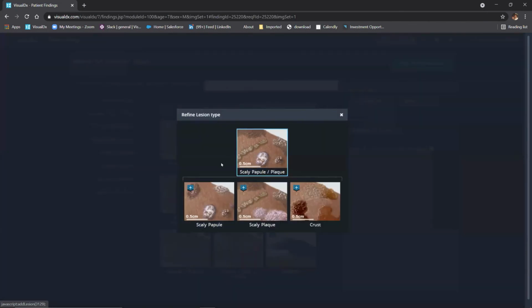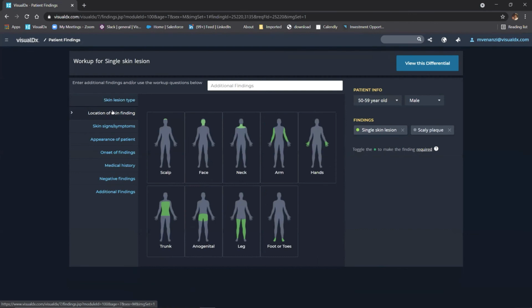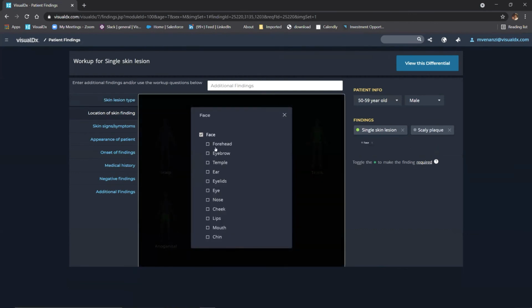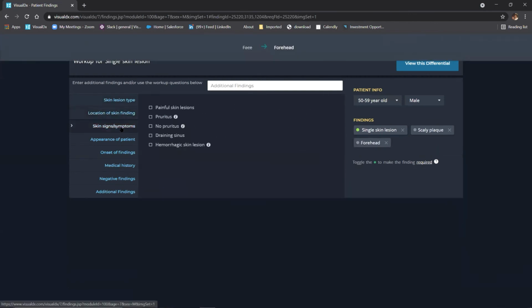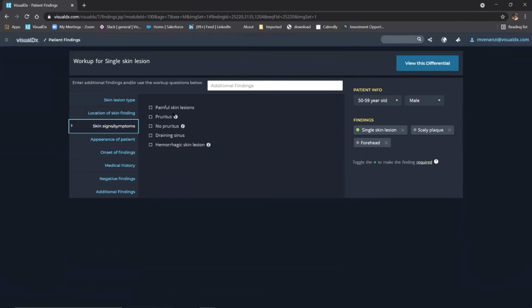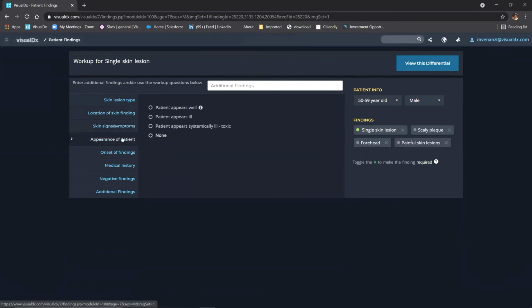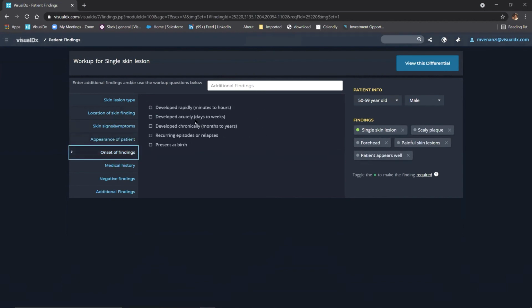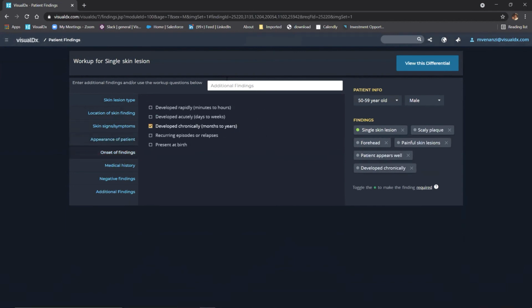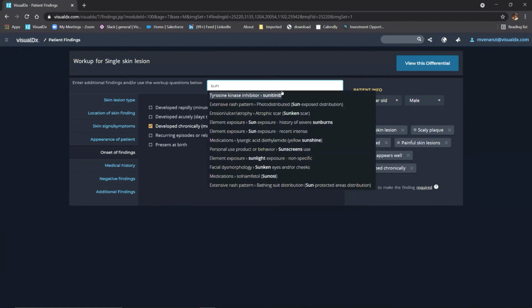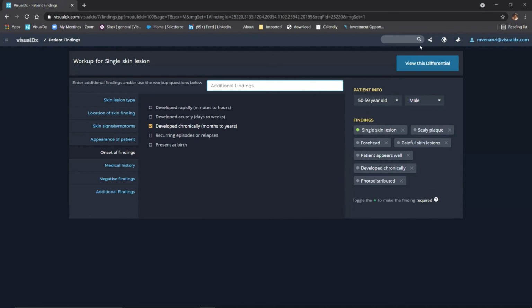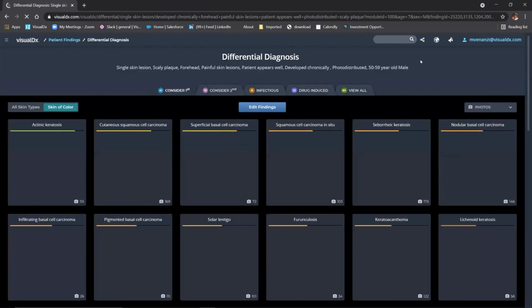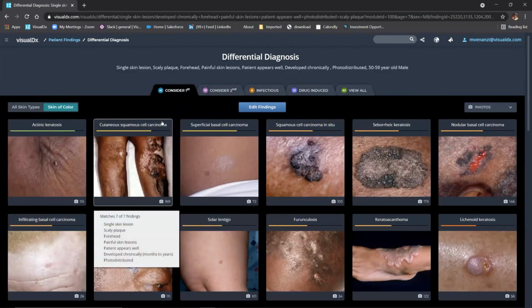So if I say that the patient has a scaly plaque, I can go on here and select the location. If I say it's on the face, specifically the forehead, any signs or symptoms, we'll say that it's a painful skin lesion and the appearance of the patient is well. Onset findings is chronic. You can also type in things at the top here. So if they have sun exposure, and then we want to view the differential. You can see how that differential looks.